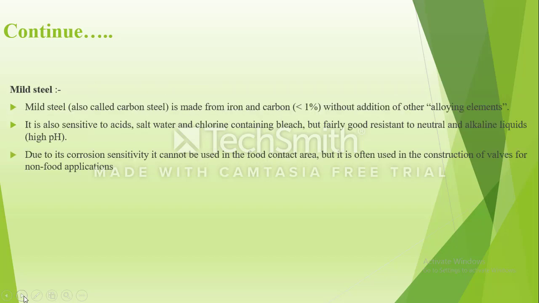Next one is mild steel. It is also called carbon steel. It is made from iron and carbon. Without addition of other alloying elements, it is sensitive to acids, salt water and chlorine-containing bleach, but fairly good resistant to neutral and alkaline liquids of high pH. Due to its corrosion sensitivity, it cannot be used in the food contact area, but it is often used in the construction of walls for non-food applications.